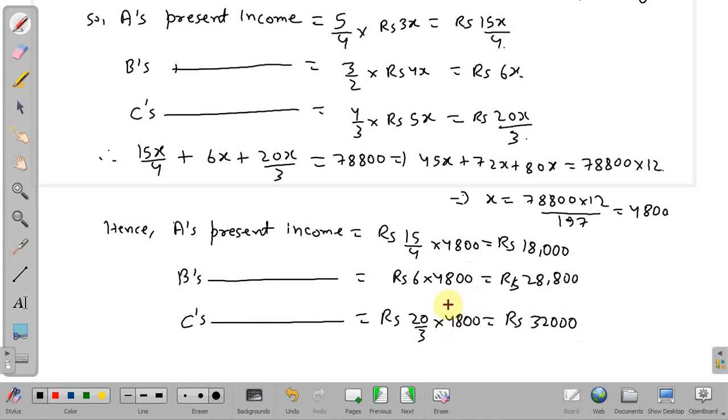If you have doubt on your answer, you can add the present incomes and check whether it is equal to the given present income or not. Okay friends, so in this lecture we have discussed some important problems on ratio and proportion. Okay, thank you.